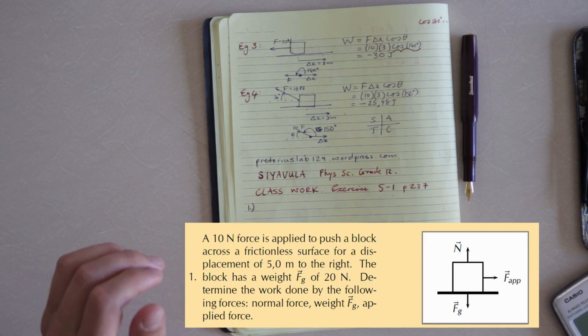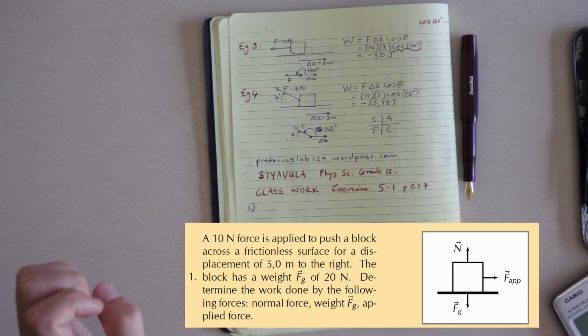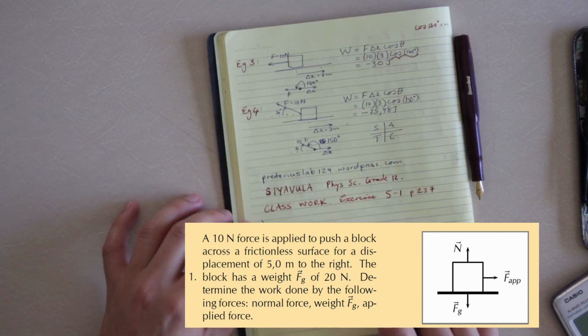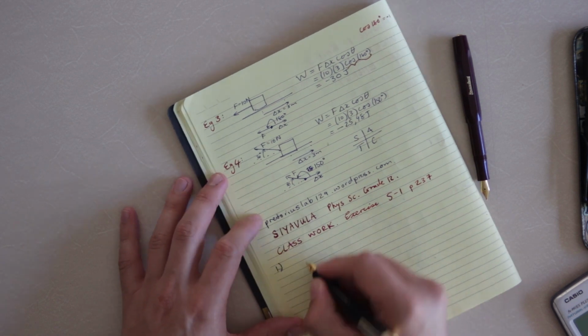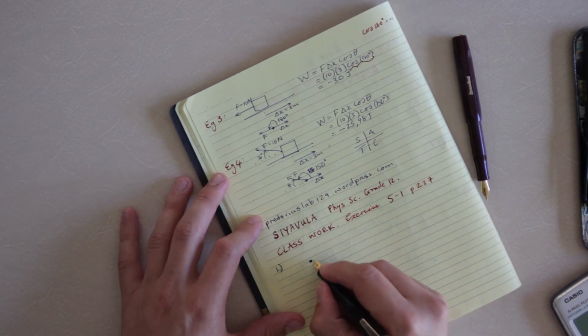So a 10 newton force is applied to push a block across a frictionless surface for a displacement of 5 meters to the right. The block has a weight Fg of 20 newtons. Determine the work done by the following forces: the normal force, the weight Fg, and the applied force. Now, you can see that they've given us a force diagram there. However, I'm going to just draw a quick little free body diagram there.